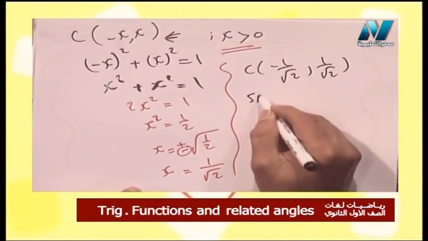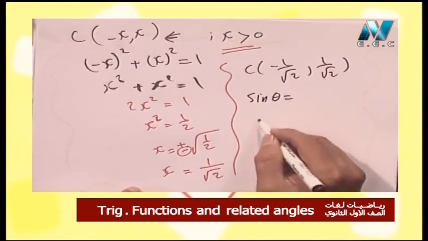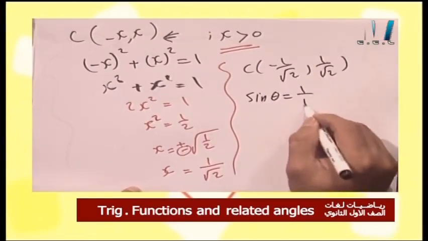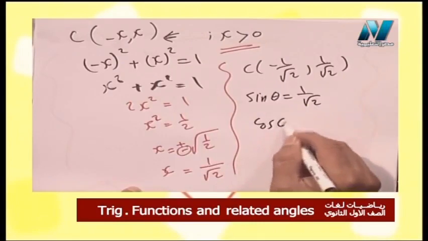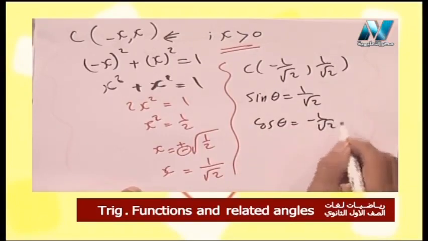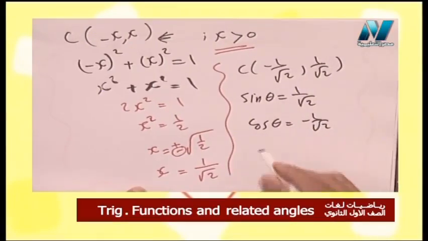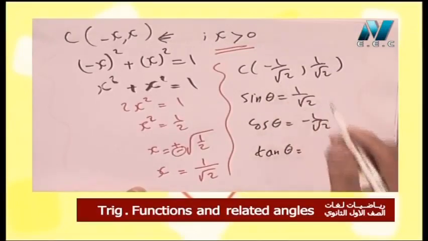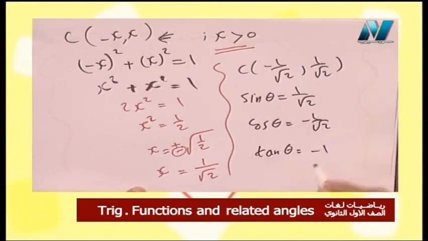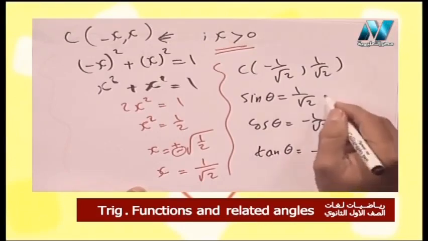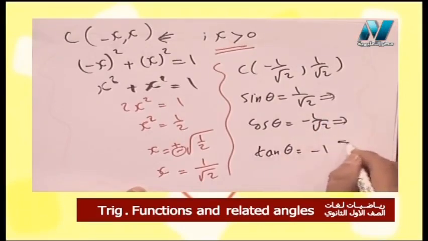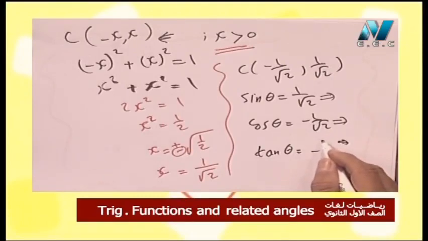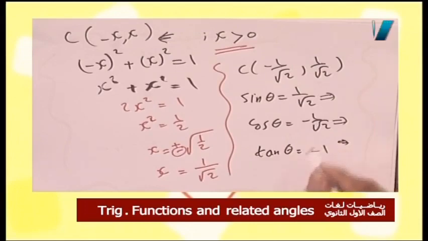Sine theta here equals 1 over root 2. Cosine theta will be negative 1 over root 2. And tan theta equals sine over cosine, so it will be negative 1. And easily you will find its reciprocal. Let's move to another example.